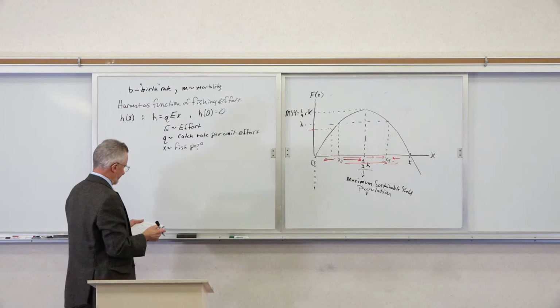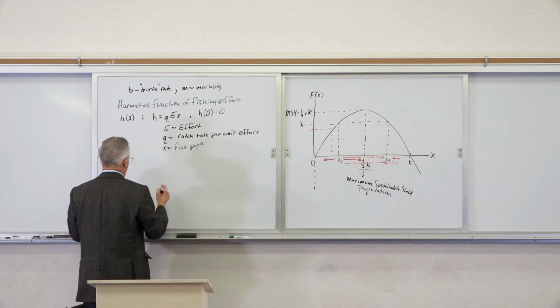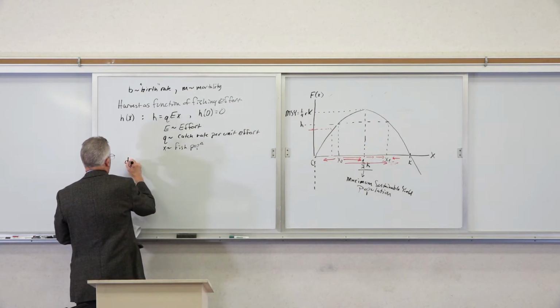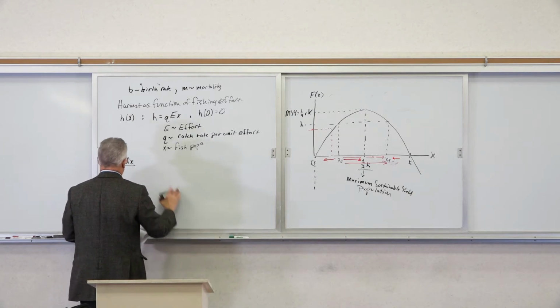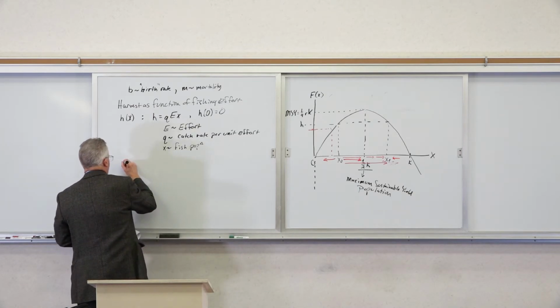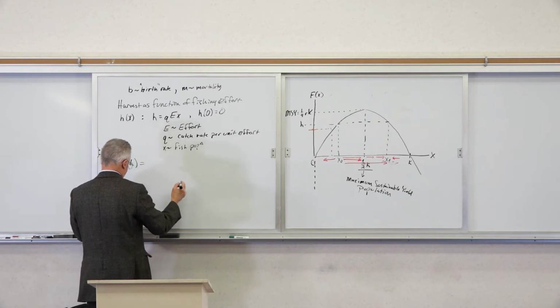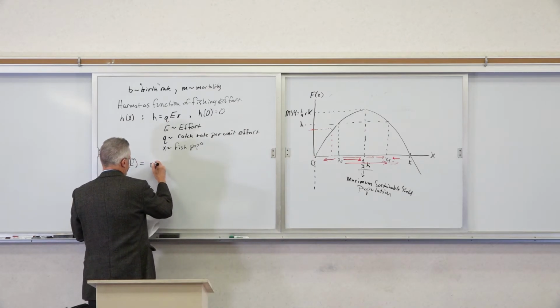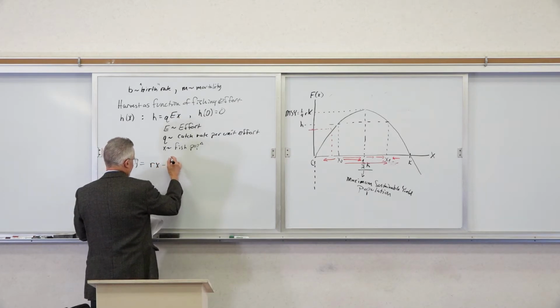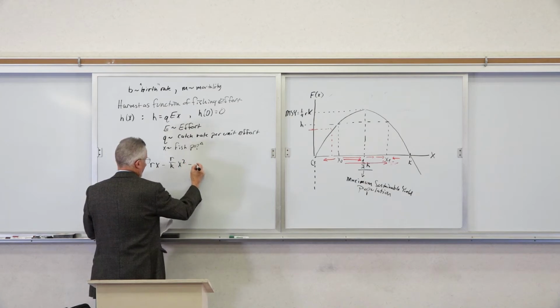And so we can rewrite our story of how the fish population changes. The rate of change over time of this thing is equal to Rx minus RKX squared minus QEX.